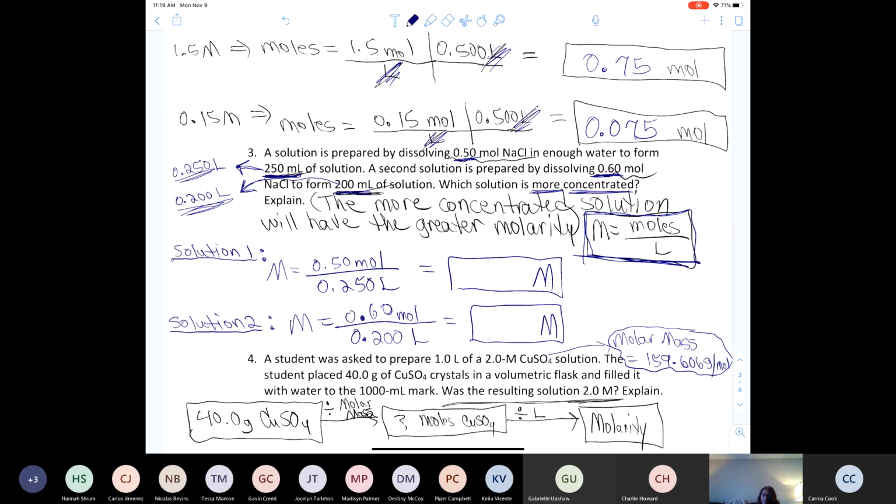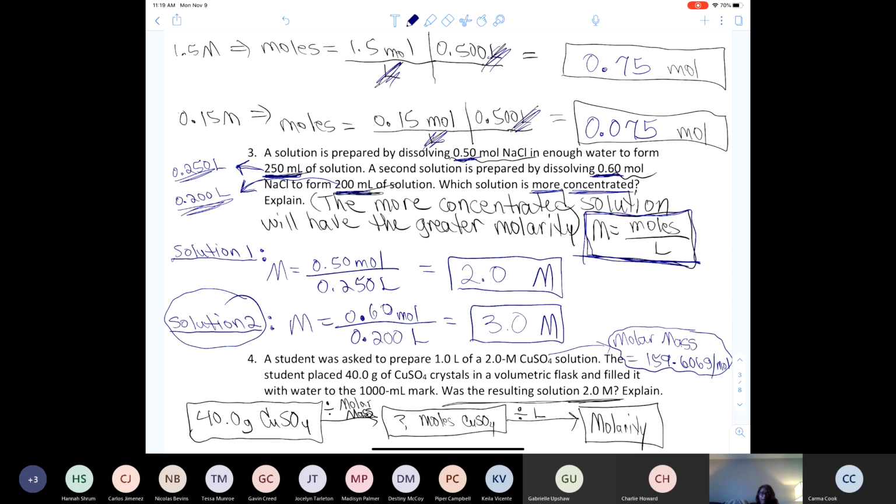And so what are the molarities for these two solutions? Solution 1 has a molarity of 2. Solution 2 has a molarity of 3. So therefore, solution 2 is the more concentrated.